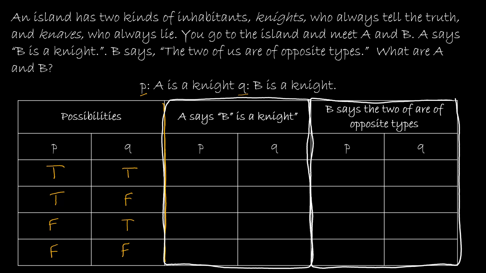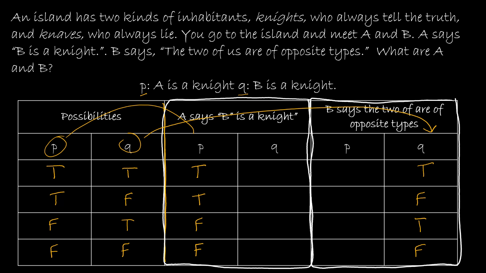When I'm going through this, for my first statement, I'm assuming that the P is exactly as P is in my combination. So I'm going to do true, true, false, false. And for B says the two are of opposite types, I'm going to assume that Q is whatever Q is over here. So I've just recopied P and recopied Q. And then I'm going to evaluate Q here based on P, and I'm going to evaluate P here based on whatever Q says. And then hopefully we can find something where everything matches up and works out.